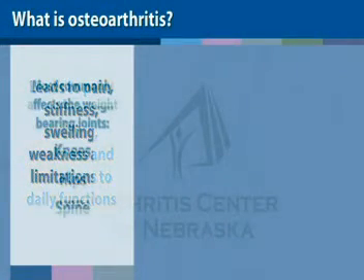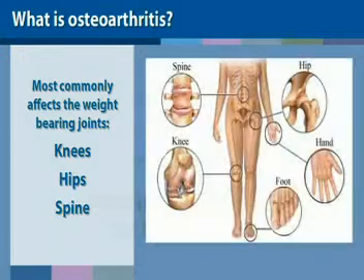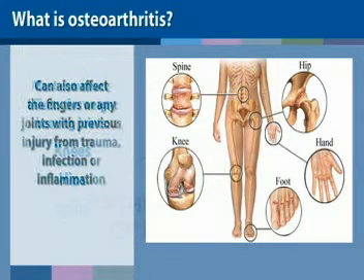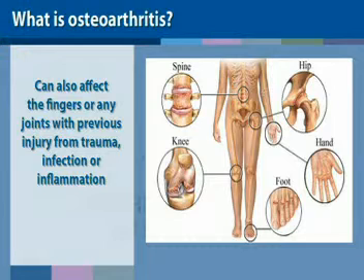Osteoarthritis can affect any joint, but most commonly the weight-bearing joints of the knees, hips, and spine. Osteoarthritis in the knee and hip joints can generate chronic pain or discomfort during standing and walking. Deterioration of discs between the spinal vertebrae can cause back and neck stiffness and pain. Osteoarthritis also can affect the fingers and any joints with previous injury from trauma, infection, or inflammation. Some patients may develop bony knobs or nodes that enlarge the finger joints, causing pain, stiffness, and later restricted use of the fingers.